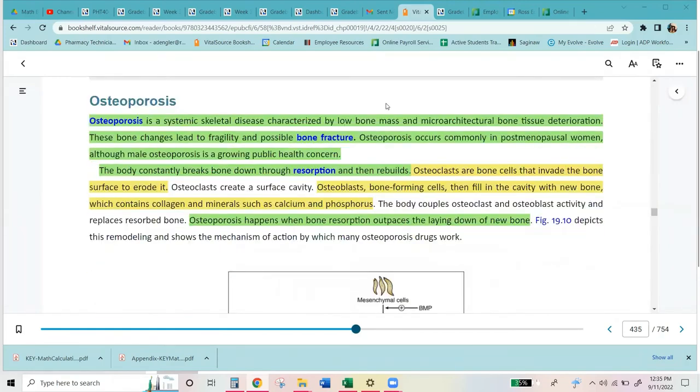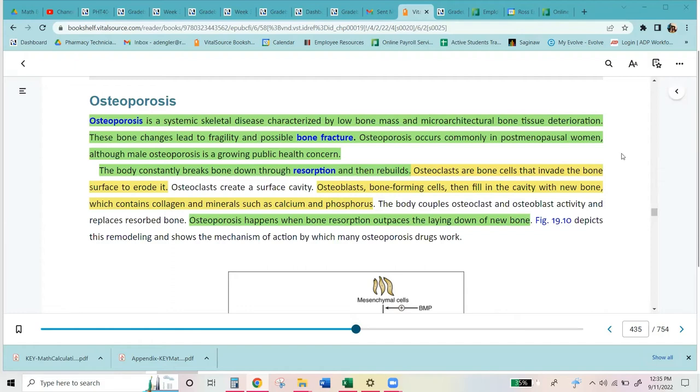Osteoporosis is a systemic skeletal disease characterized by low bone mass and microarchitectural bone tissue deterioration. These bone changes lead to fragility and possible bone fracture. Osteoporosis occurs commonly in postmenopausal women, although male osteoporosis is a growing public health concern.